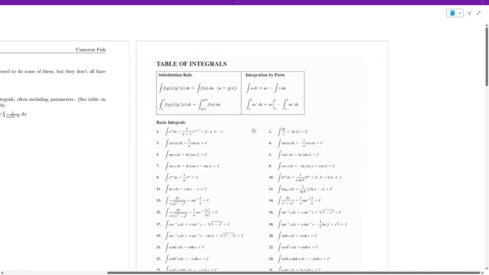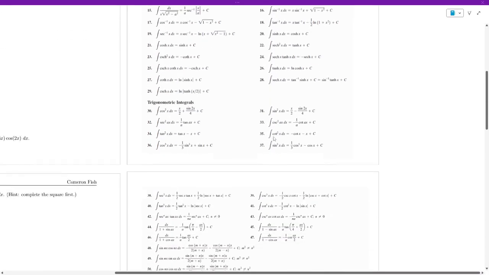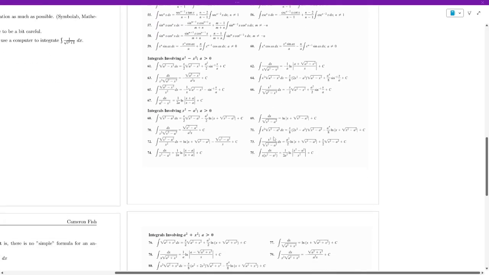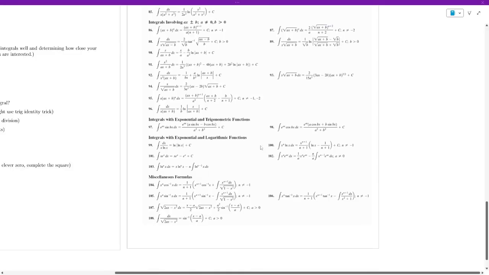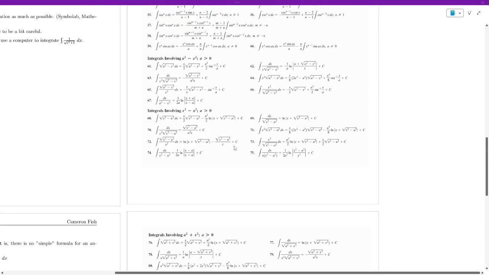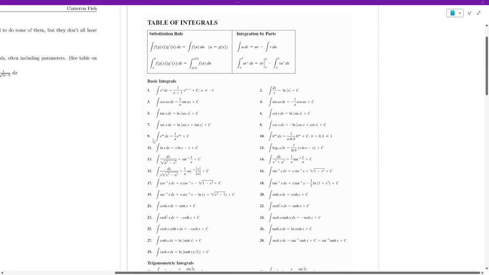We have a big table, and there are many of these in books and online. People have spent time compiling these tables. You sit down and try to do a bunch of integrals and you write down all your results. We've been learning all these techniques, and it's definitely important to be able to do them.